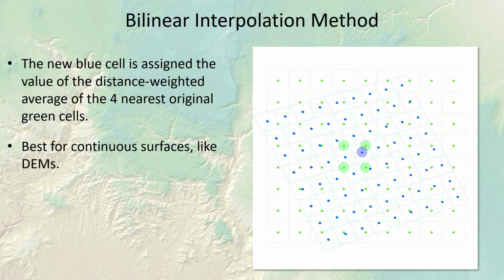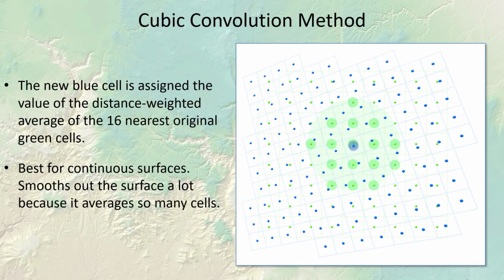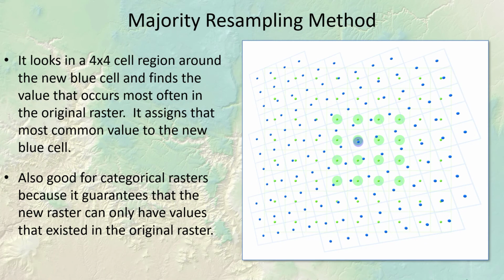Okay, now there's 2 more methods, and they're similar conceptually to what we just discussed. Cubic convolution is similar to bilinear interpolation in that it takes an average of the nearest cells, but instead of the nearest 4 cells, it takes the nearest 16 cells. Majority method is similar conceptually to the nearest neighbor in that the new cell will have existed in the original cell. Rather than taking the nearest cell, though, it's going to look at a 4x4 neighborhood and find the value that occurred most often in that neighborhood and assign it to this new cell.